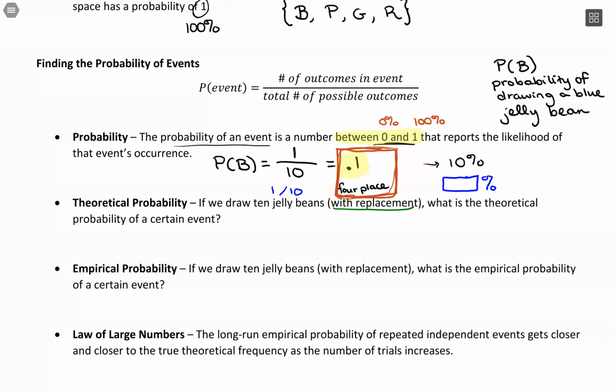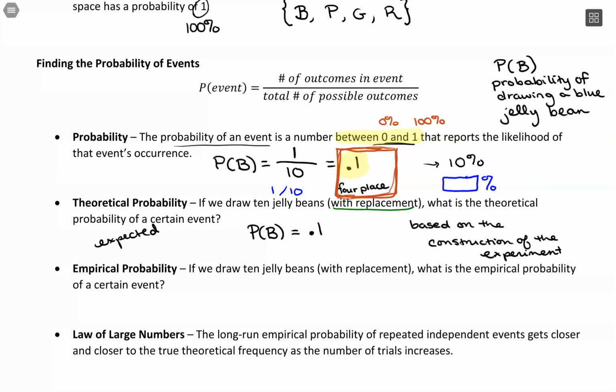So theoretical probability, if I talk about the probability of drawing a blue jelly bean here, it would be that 10%. It would be that 0.1, because it's based on the construction of our experiment. Meaning how this is designed is we have 1 blue jelly bean out of the 10. So theoretical probability is based on the construction, how it's set up, how you expect things to happen. So that's our expected probabilities.